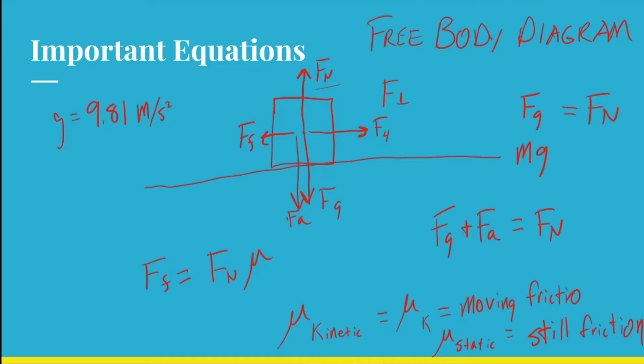Usually this is a number somewhere between 0 and 1. It can be higher than 1, but it very rarely is. So these are the important equations. I'll rewrite these just because this is really messy.